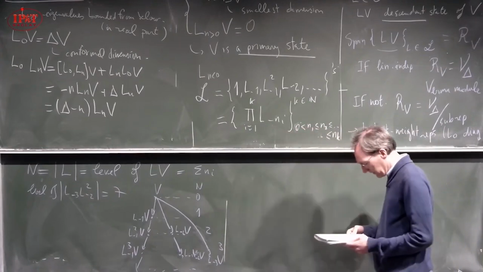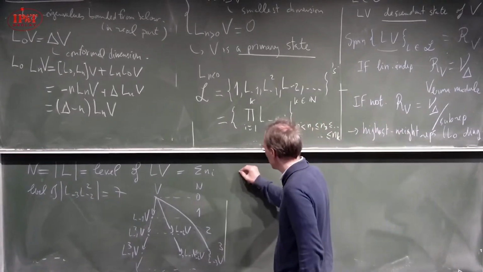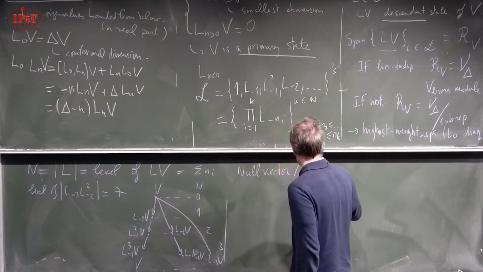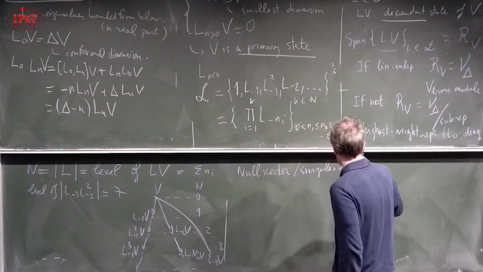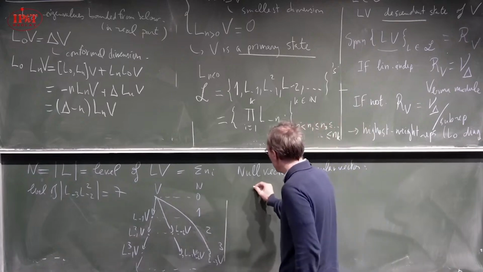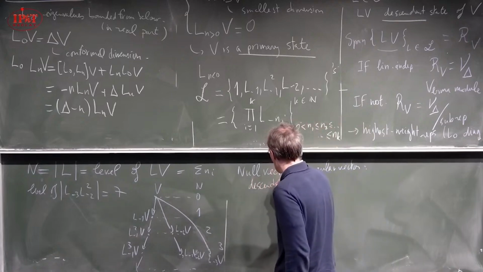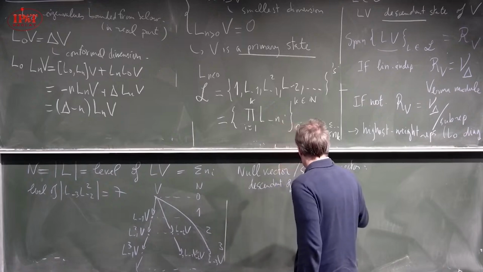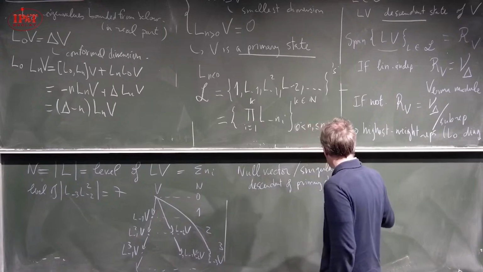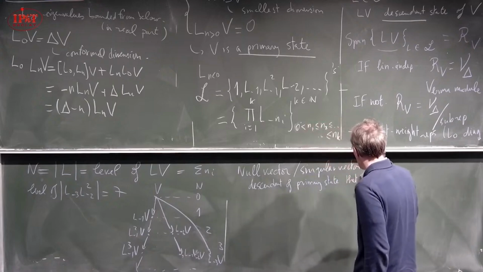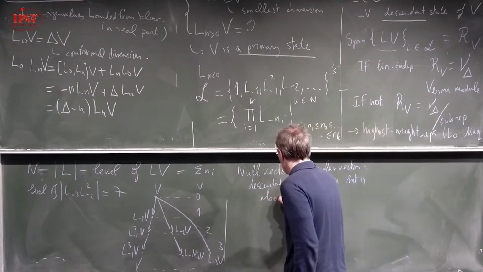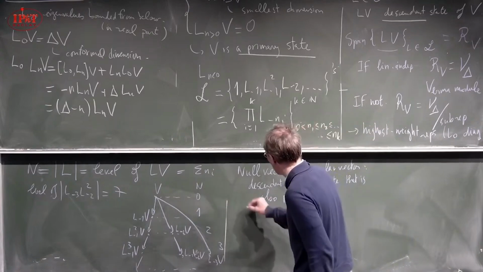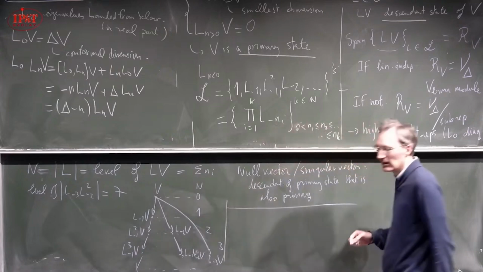So to know that, let me define the concept of a null vector or singular vector. By definition, this is a descendant of some primary state. So a descendant that is also primary.